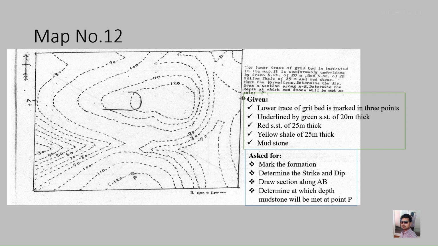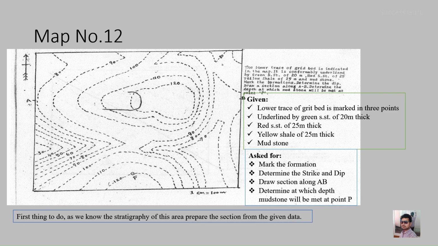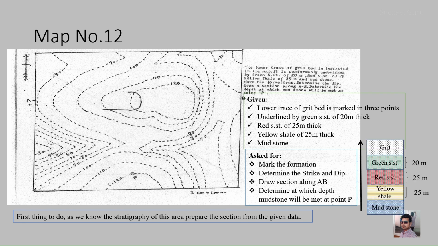Okay, so the very first step in solving a map is to prepare the stratigraphic sequence of this area. They have given the rock formations, right? So this is very simple. We have to write it as it is given. That is, the grid is the youngest formation, which is underlain by green sandstone, comparatively older than grid. Then we have red sandstone, yellow shale, and mudstone is the oldest in the sequence, and they have given the thickness, right? And this arrow indicates youngest and oldest, that we all know, right? So this is the very first step in solving. So we have made the stratigraphic sequence.